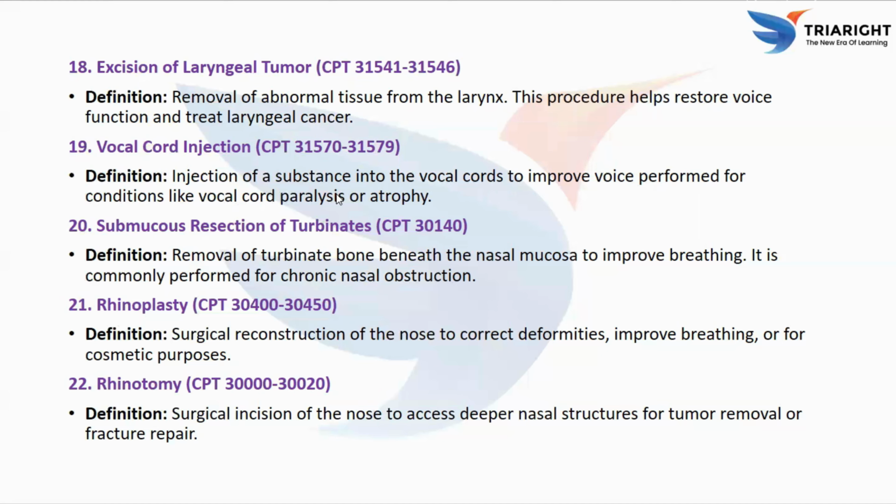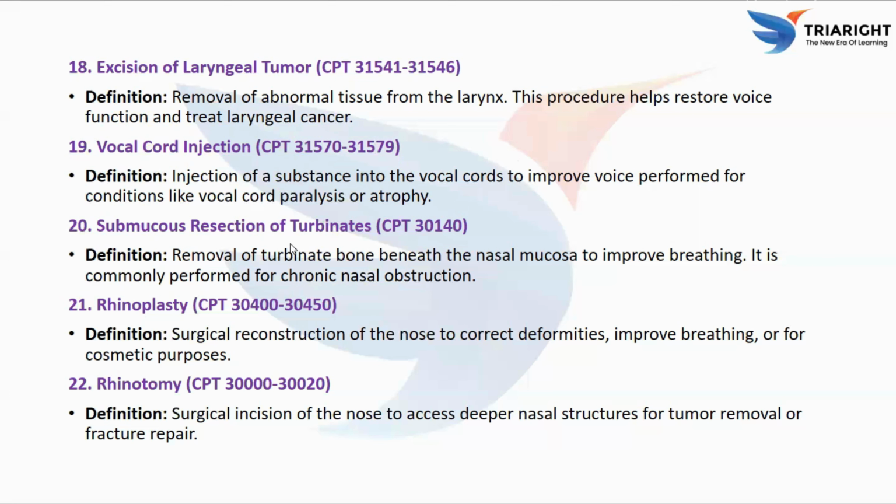So what are the indications? Vocal cord paralysis, vocal cord atrophy and glottic insufficiency. These are the indications for performing the vocal cord injection. This injection bulks up the vocal cord so it can be closed properly.